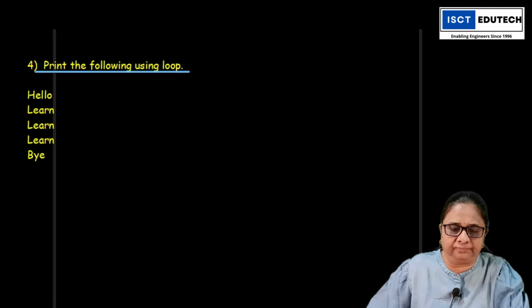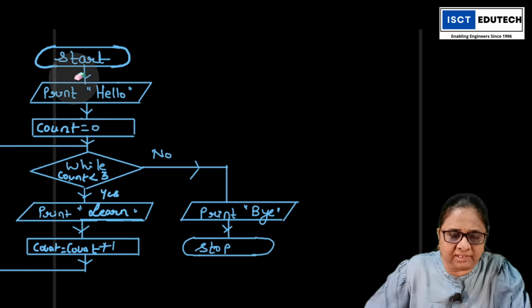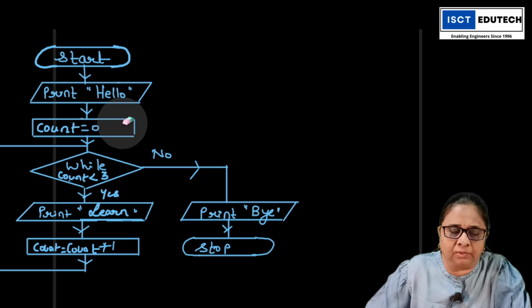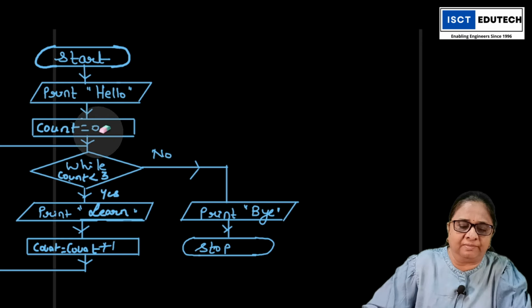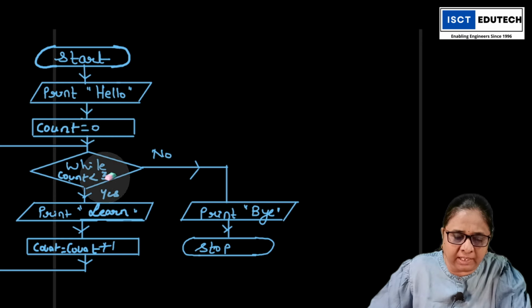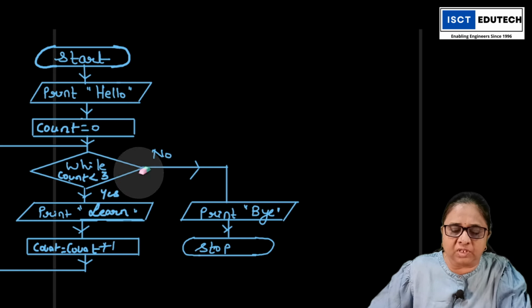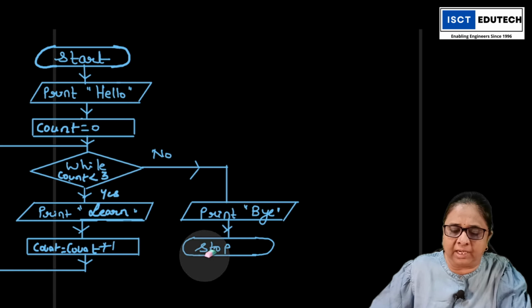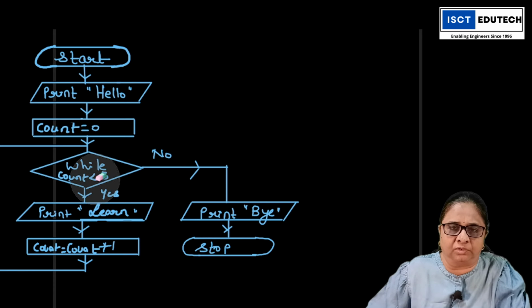Okay, let's check now. So I want to print hello once, so I will say start, print hello, then count equal to 0. Then what is getting repeated? Printing of learn is repeated 3 times, so I will start with the loop while count less than 3. Print learn, count is equal to count plus 1, so only this process is repeated 3 times. Now once I finish this 3 times, it will go to the no part. So just before stopping, I am saying print bye and stop. So I have shown with the pre-check, you can do it with the post-check also for this.